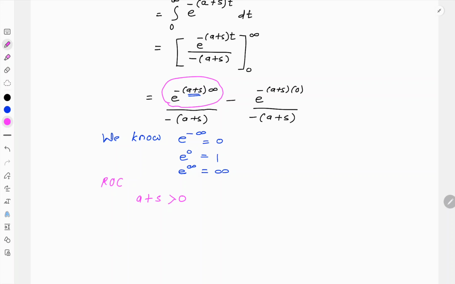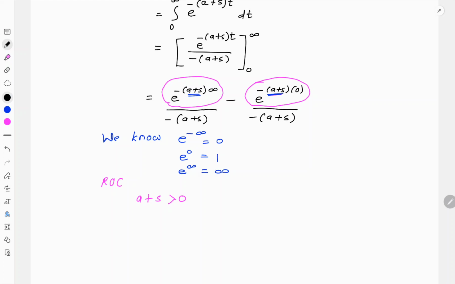Similarly, for the second term, here it is e raised to minus a plus s into 0. So here we are multiplying the exponential power with 0. So no need to consider the equations, because whatever is the condition for a plus s, if you multiply it with 0, the entire power becomes 0 and e raised to 0 is 1. So here we did not need to consider this particular bracket a plus s. So here we get the condition of RoC as a plus s greater than 0. We'll simplify it at a later stage.